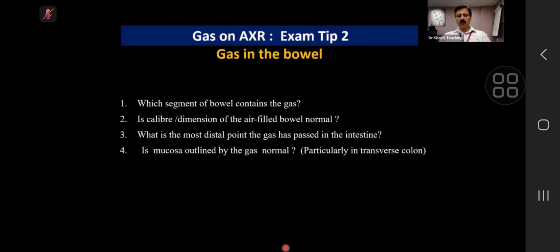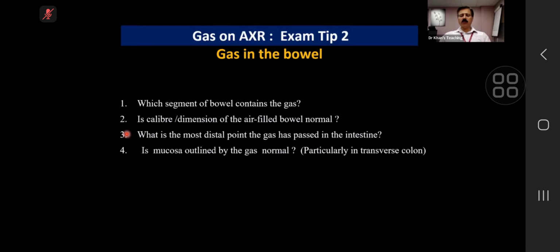Now, another exam tip is, when you are describing anything like an intestinal obstruction type of a case, you have to tell the examiner, number one, which segment of bowel contains the gas. Number two, is the caliber or dimension of the segment more than what is allowed? Number three, what is the distalmost point the gas has passed in the intestine? So is there any gas in the rectum? This should be part of what we call pertinent negative or positive. So it should be part of your description. There is gas in the rectum or not.